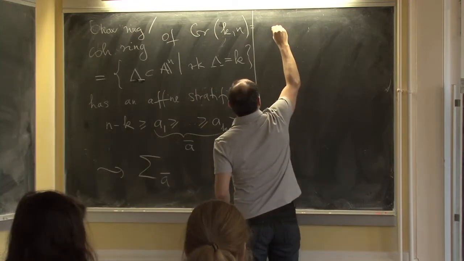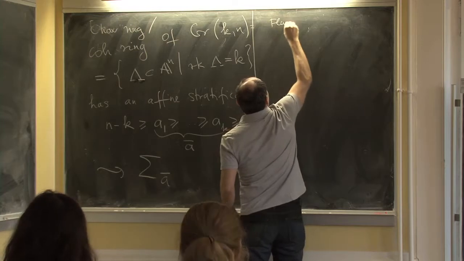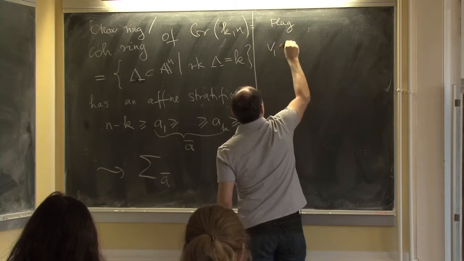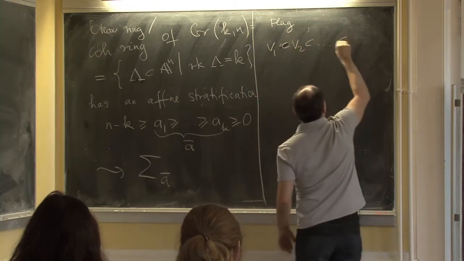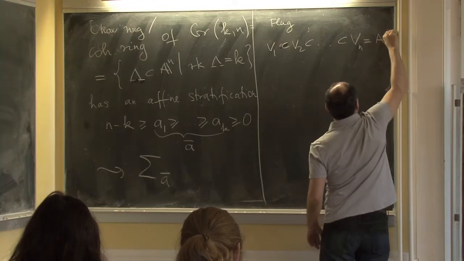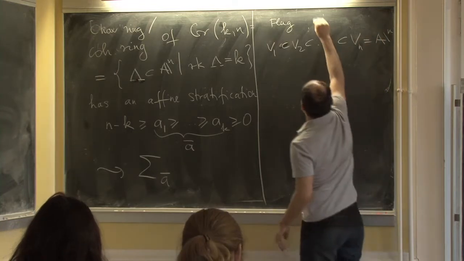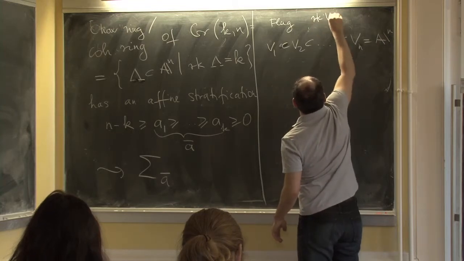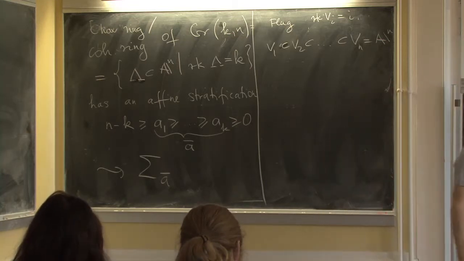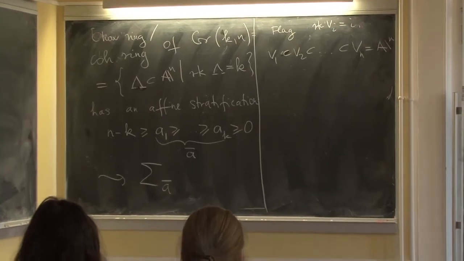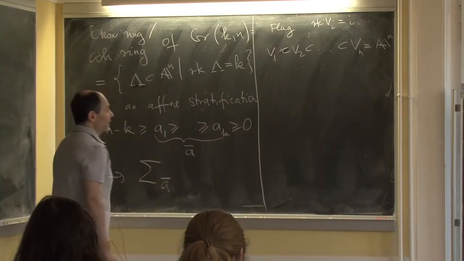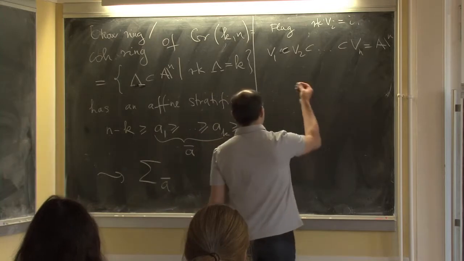You do the following. You fix a flag. So the flag is just V1, V2, up to Vn, and Vn is of course just the whole space. So this is a flag. Of course, the rank of Vi is just i. And so you just fix a flag, and we are going to define this story relative to this flag.